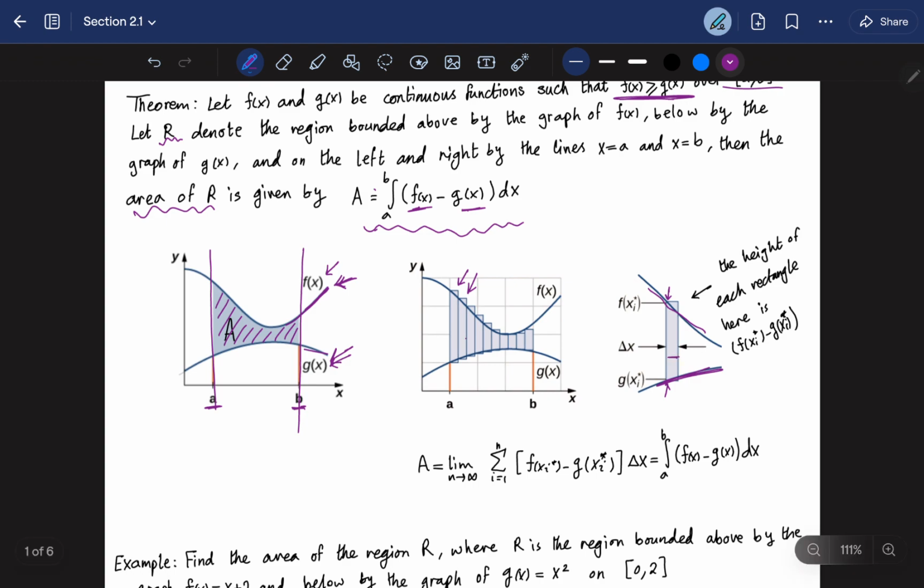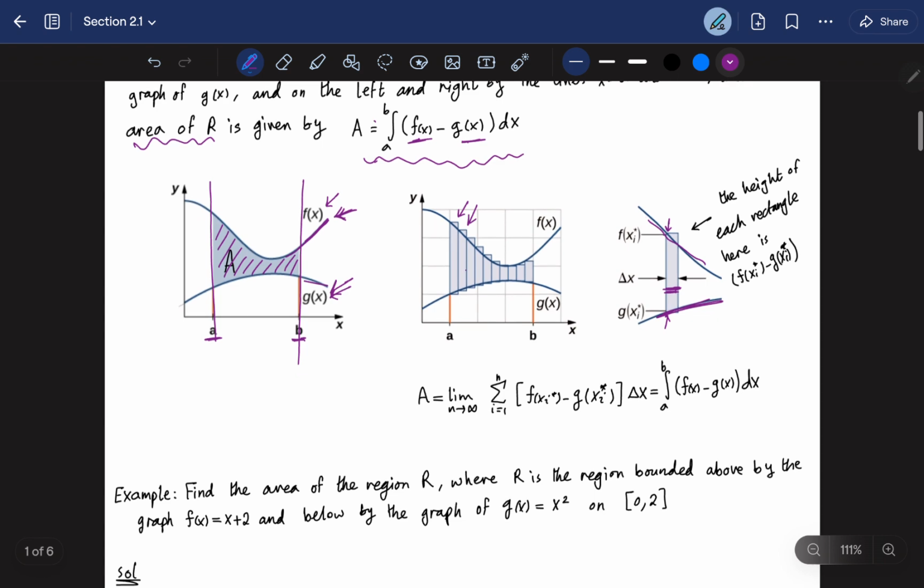And we know that the width of any rectangle is always given by delta x. Now the area of each rectangle is always width times height. Now the width we know, it's delta x. Now to find the height, if you subtract f of xi minus g of xi, that would be your height. So that's why when you do the Riemann sum, you're going to have the height, which is f minus g, multiplied by the width, which is delta x.